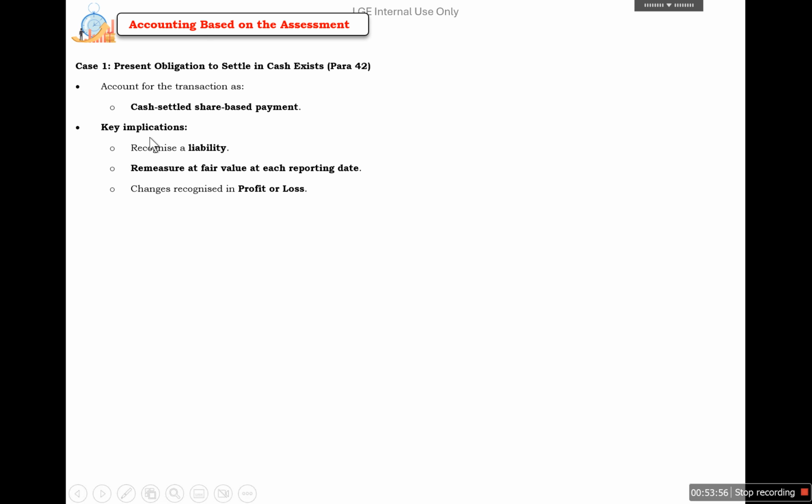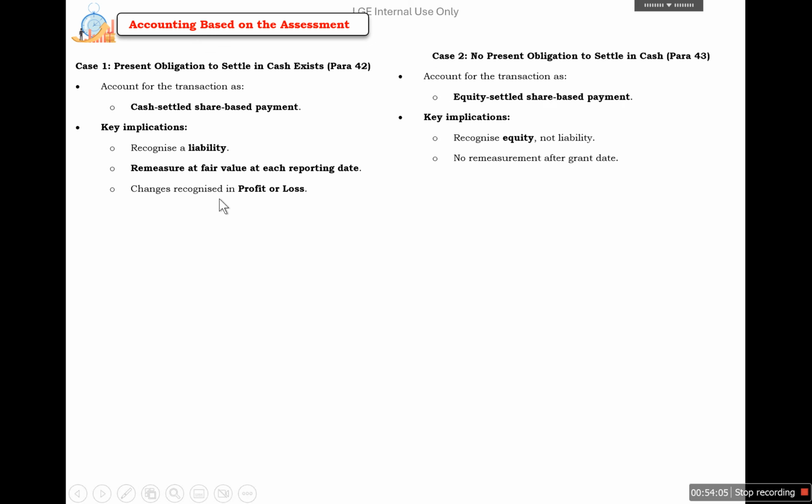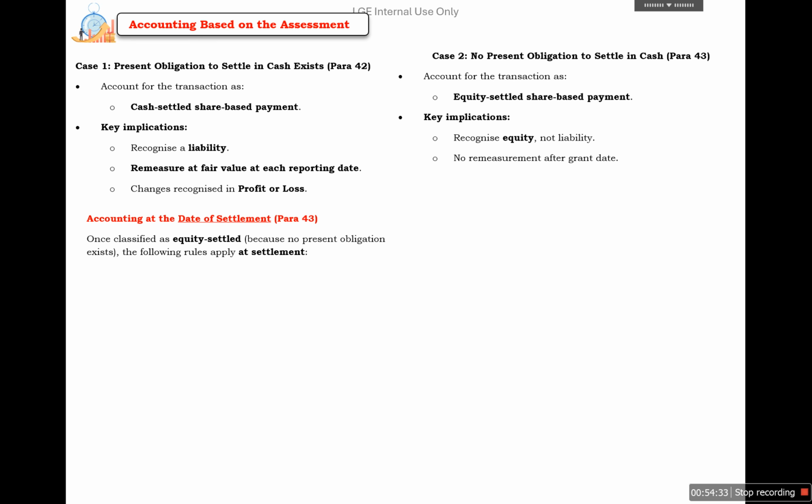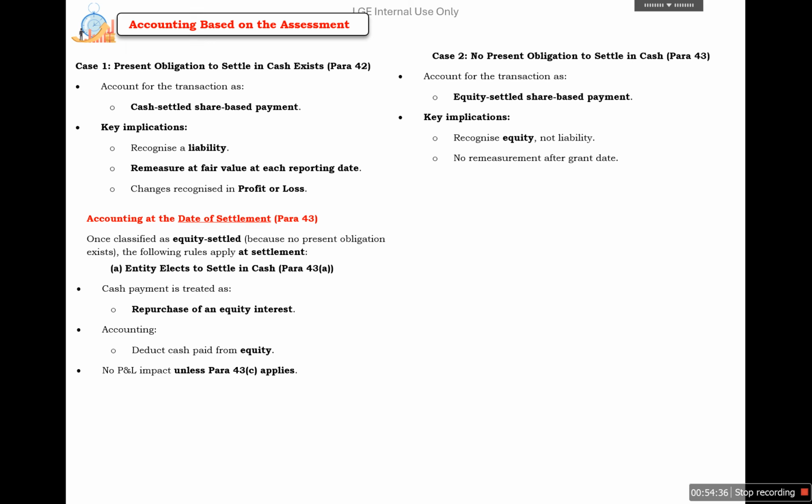In this case, the key implication is that we need to recognize the liability. Again, we need to remeasure it, and whatever change is there, we need to book in the profit and loss account. And if there is no obligation to settle in cash, we need to account for the transaction as an equity settled share based payment, and we need to recognize equity, not liability, and no remeasurement is done after the grant date. In case of accounting at grant date, once classified as equity settled, the following rules will be applied at settlement.